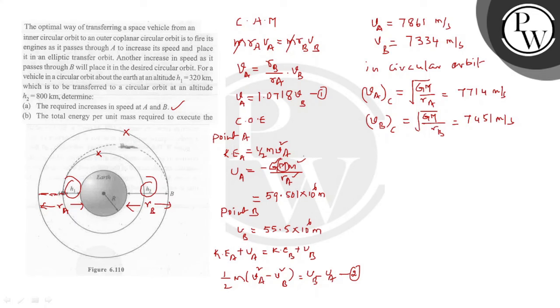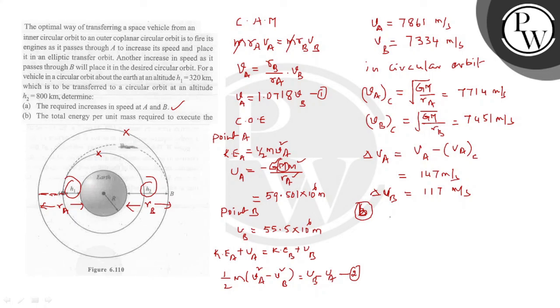So now delta VA is equal to VA minus VAC. Substitute the values and you will get 147 meter per second, and similarly delta VB is equal to 117 meter per second. Now I need the energy per unit mass, the second part, that is part B.